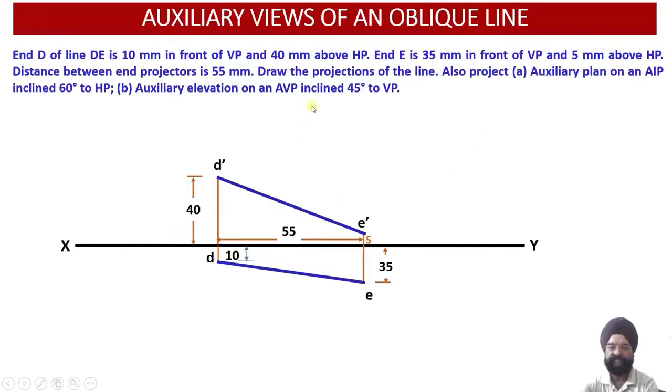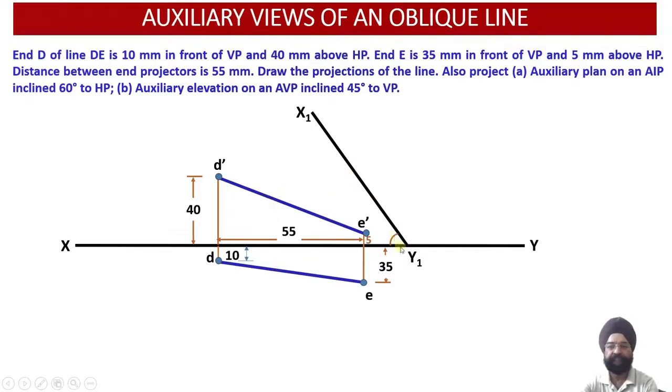So over here I'll just show you, if I draw my AIP 60 degree will be this angle over here, then a very large portion of the length will be visible over here. Since this AIP is not parallel to this projection line, whatever auxiliary plan view will be obtained over here will not be the true length. This will be again the apparent length of the line. This is apparent length in elevation. This is apparent length in plan.